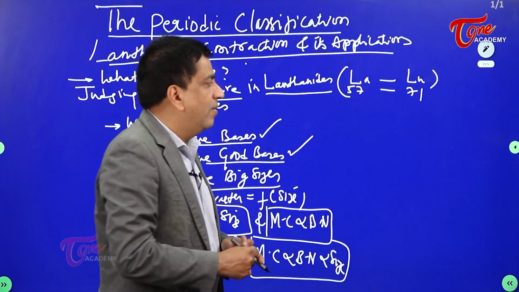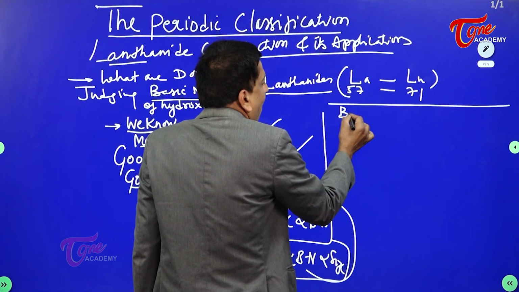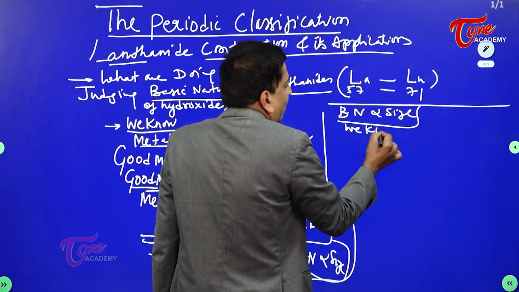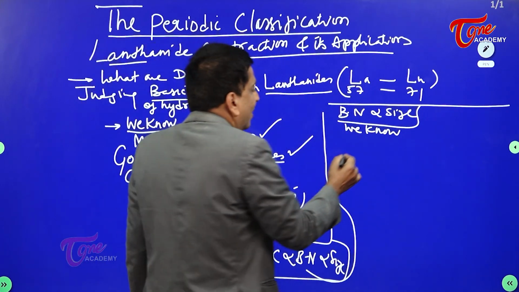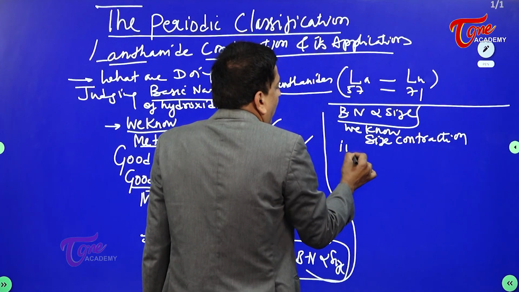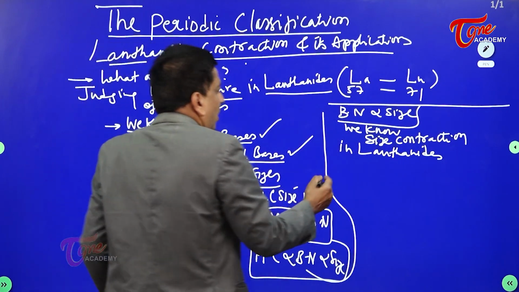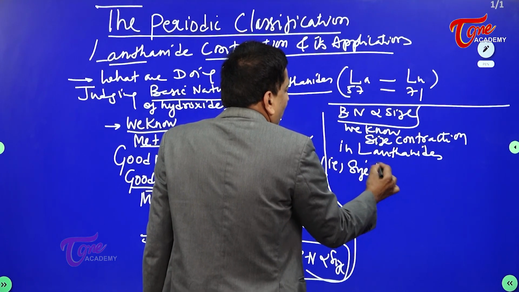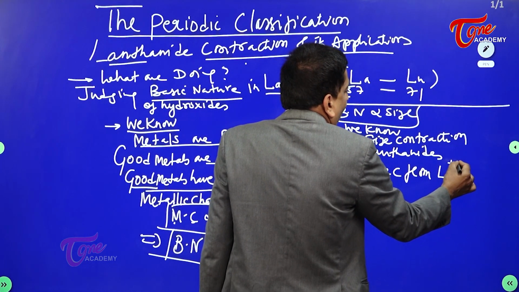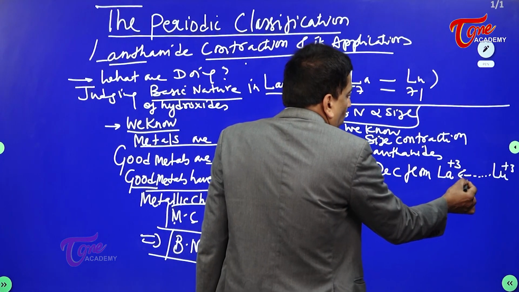If this is the case, then look into this. If you say basic nature is directly proportional to the size, then we know size contraction in lanthanides. We have size contraction in lanthanides. That is, size decreases from lanthanum to lutetium. You must understand, the size goes on decreasing.